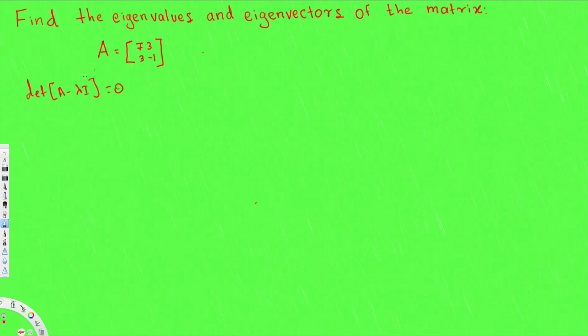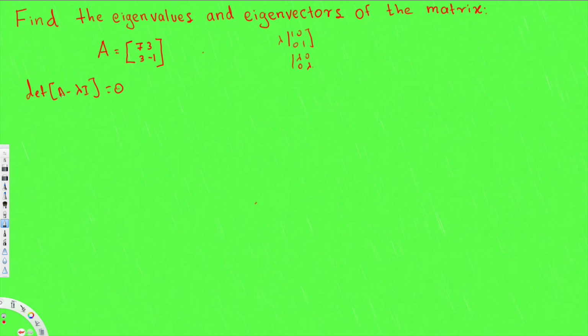So first of all, we have to know what is A. A is this matrix, and lambda multiplied by I, the identity. For a 2 by 2 matrix, the identity is going to be 1 0 0 1. When we multiply this by lambda, it becomes lambda 0 0 lambda. So this is my lambda I.